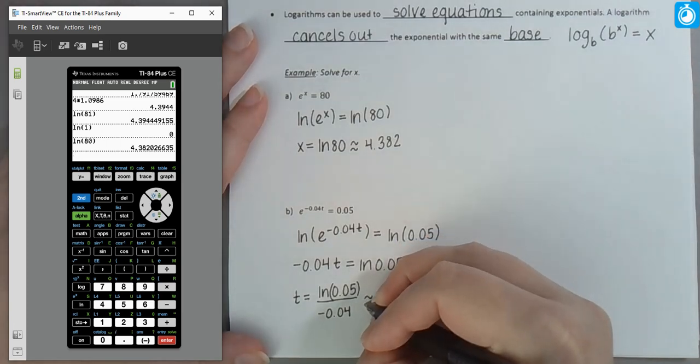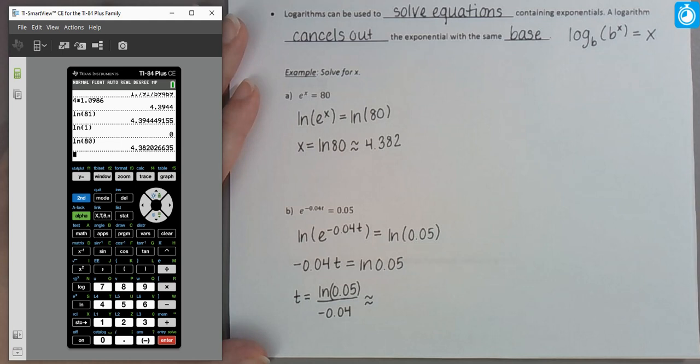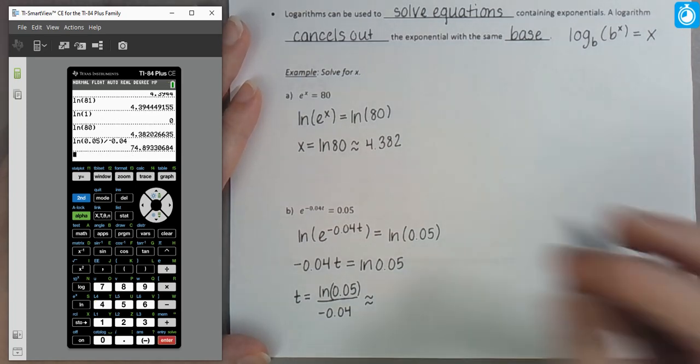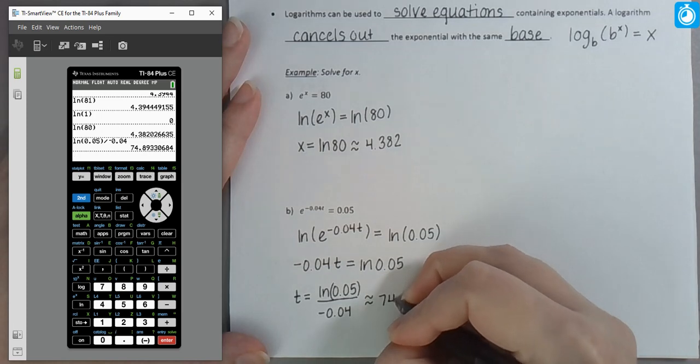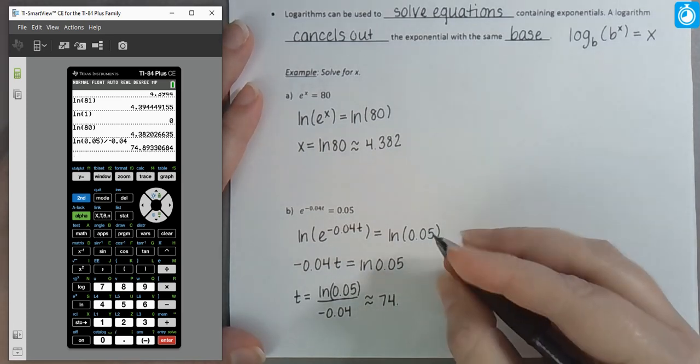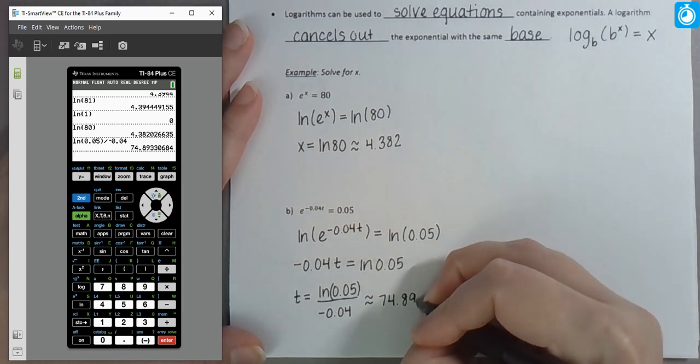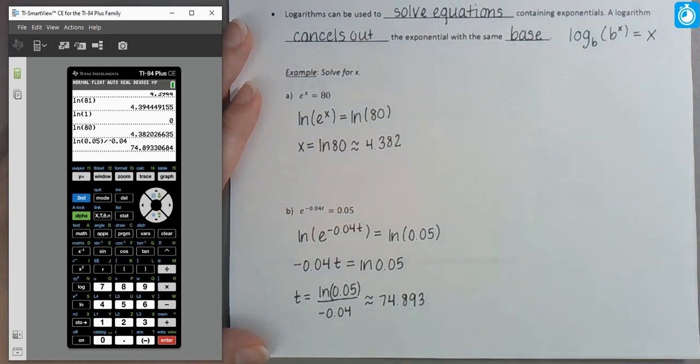And of course, if we want our approximation, we just plug that into the calculator. And you can plug that in one line. So natural log of 0.05, and then we're dividing by negative 0.04. And so to 3 decimal places, that's approximately 74.893. And there we go.